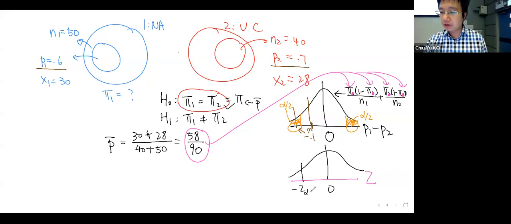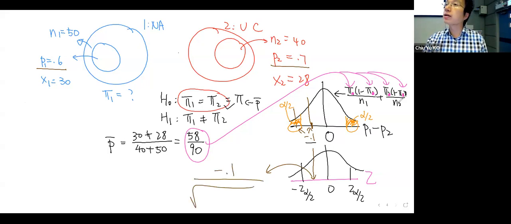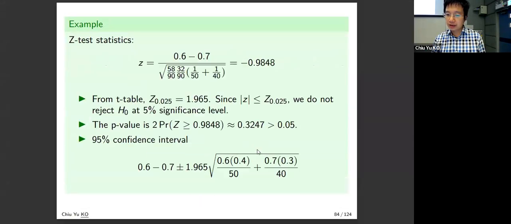This is negative Z alpha over 2 here, and this is Z alpha over 2. You just convert this value to here. How do you convert that? You see how many SDs it is: the distance over the square root of this, so just this number over the SD. So negative 0.1 over the square root of this expression. You know N1, N2, and P, put them there and you're done. So let me go to the slide, and you will see that, here with the numbers we have already set.